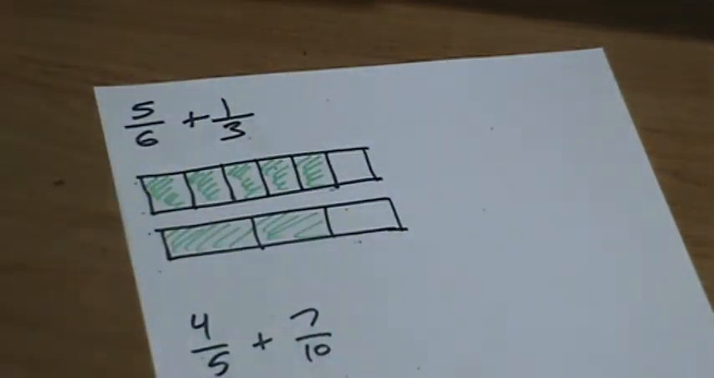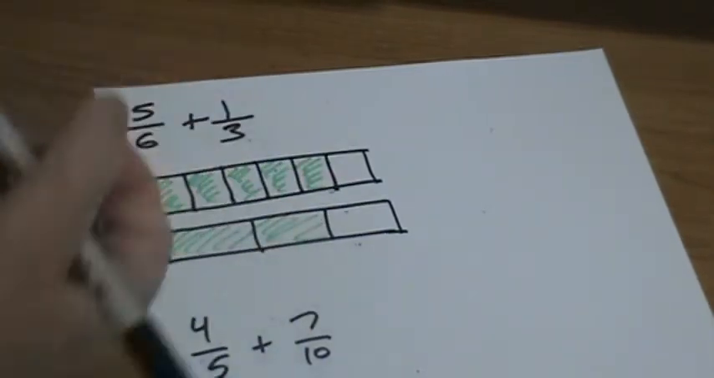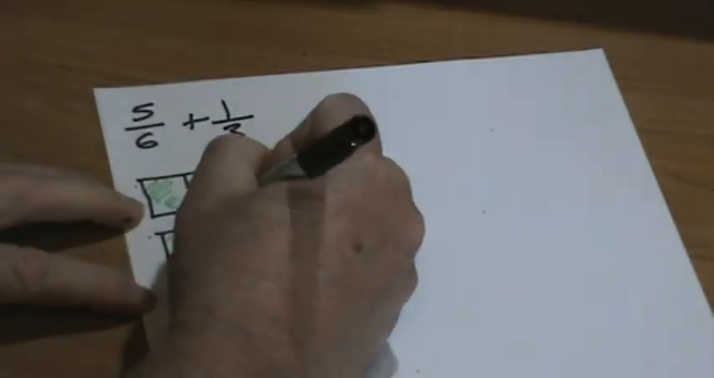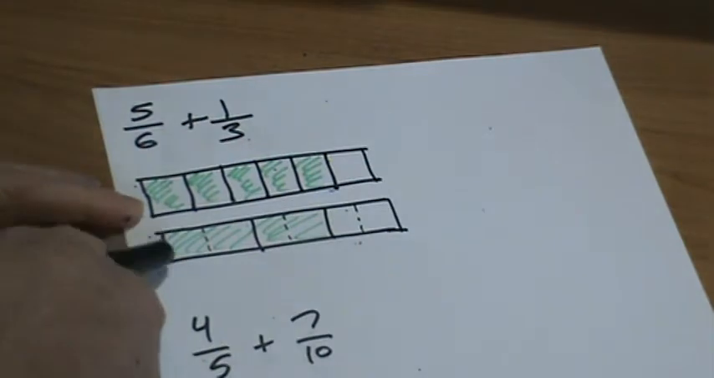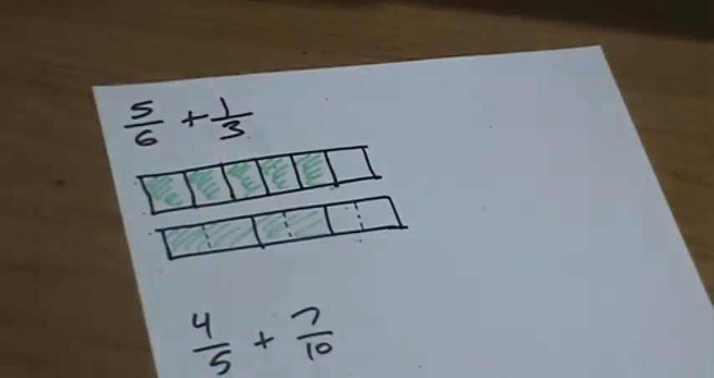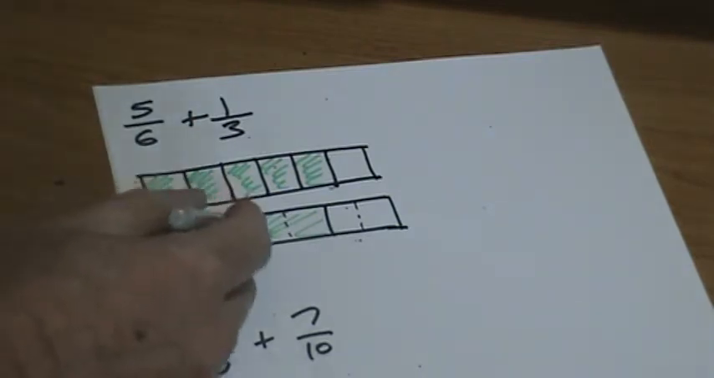Now once again, 3 times 2 is 6, right? So we have to make this into 6 units. Right now they're just 3. How do we do that? Multiply by 2. And look, we have 1, 2, 3, 4, 5, 6 now. Now we're ready to add. How many sixths do we have? We have 4, right? 1, 2, 3, 4.